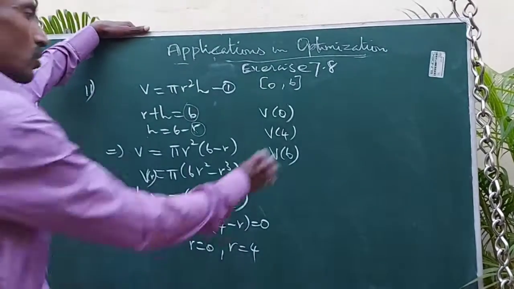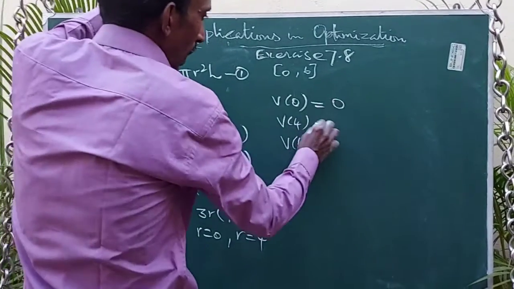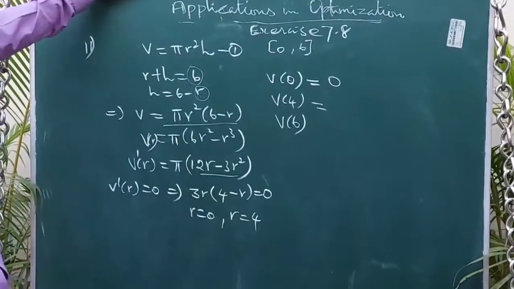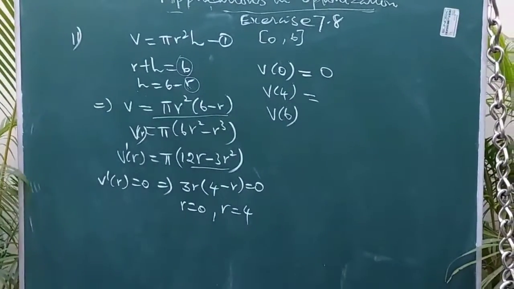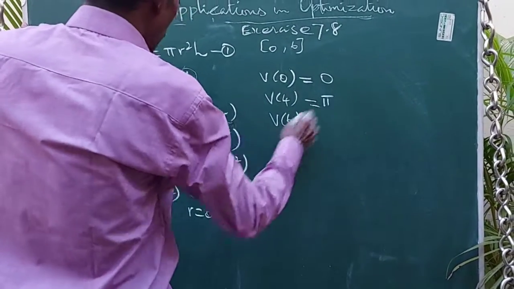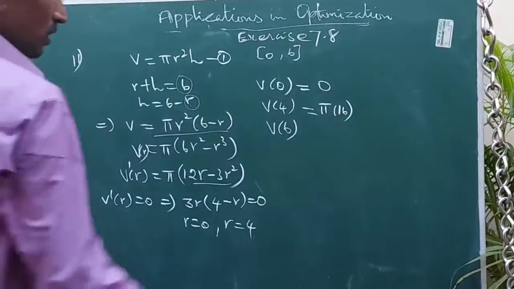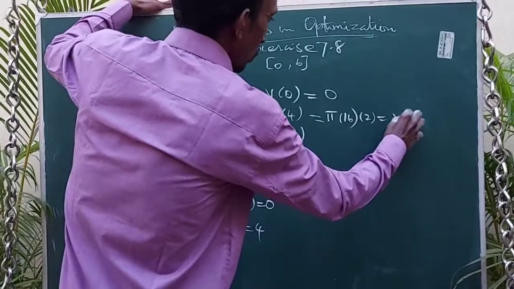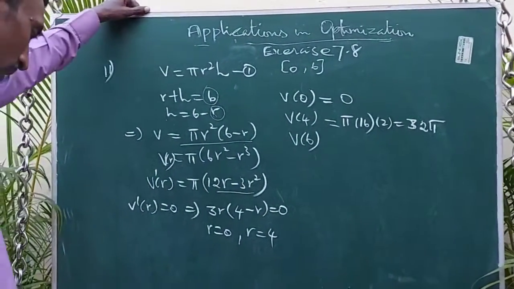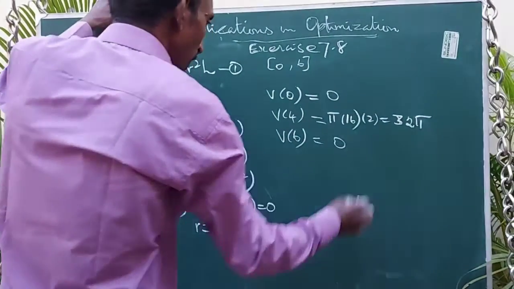Okay. So V of 0 means put r equal to 0. So obviously it is 0. And put r equal to 4 here. So what we are getting? Pi into 4 square, 16, into 6 minus 4, 2. So 32 pi. And put r equal to 6. Okay. So if you put r equal to 6, again we are getting 0.